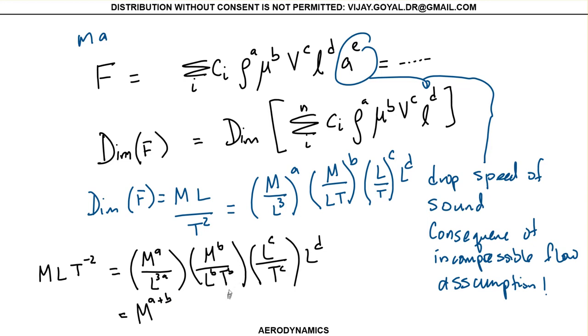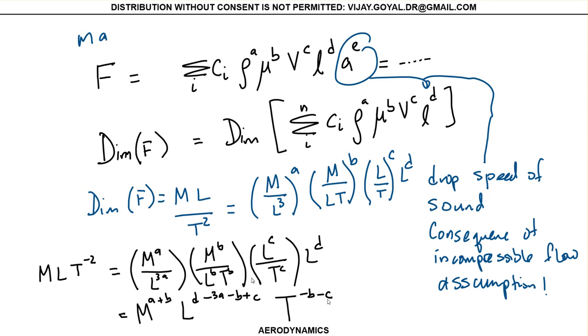Let's take all the L's together. So I have L, let's start with D minus 3A minus B. This is this quantity right there. And also I have to add plus C, this C over here. The last quantity is T, and T is minus B minus C.